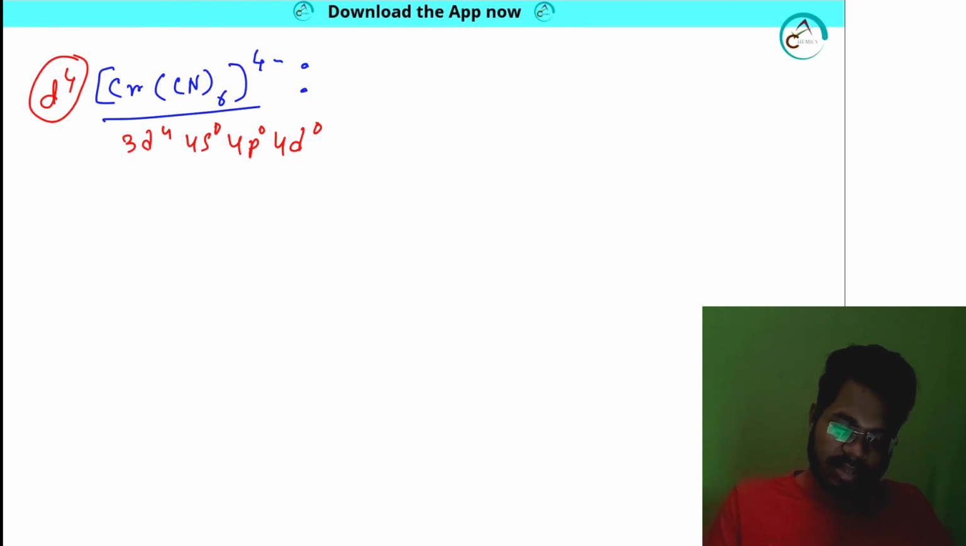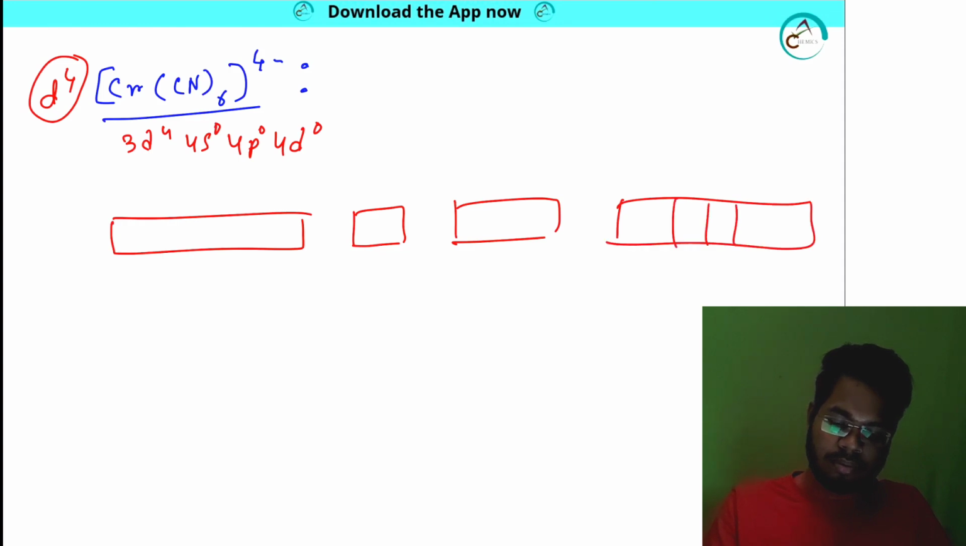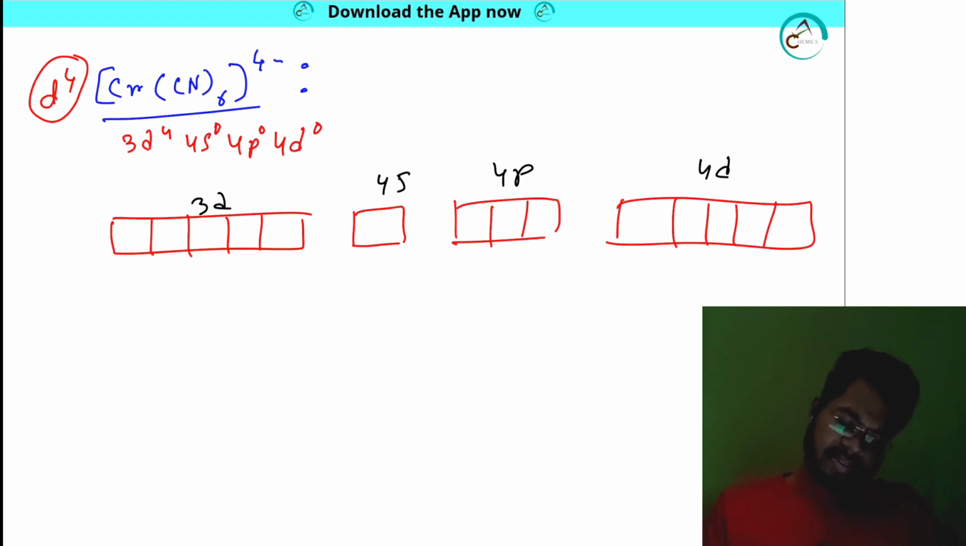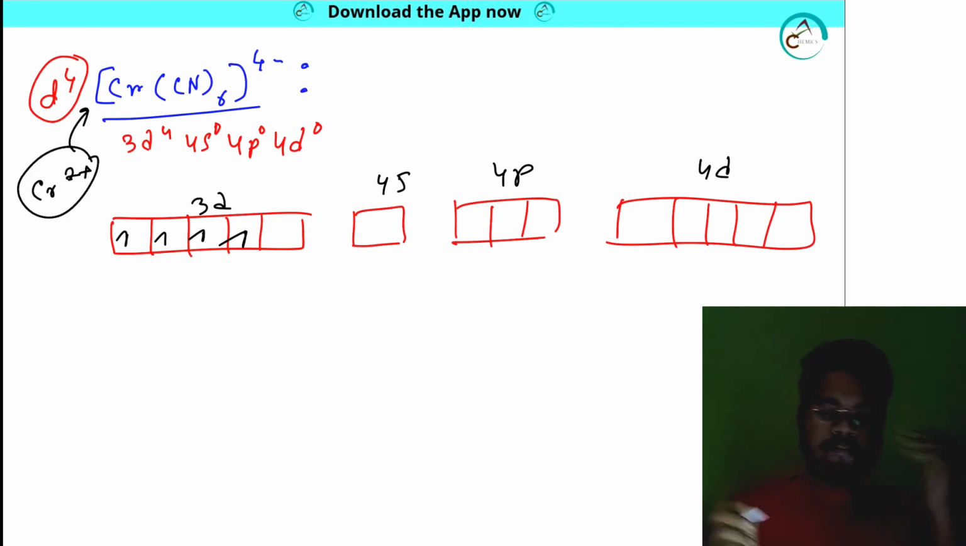So in this case, if I draw the same picture, then what I find is 3d, 4s, 4p, and this is 4d. Clear? So in these 3d orbitals, what I get is d4: 1, 2, 3, and 4, and there is nothing like that. Okay, because it is a chromium 2+ system. So d4 system. This is the electronic configuration of this. Before this there is argon, a noble gas, so we have nothing to do with that. We will just consider the d orbital because we are discussing d block elements.